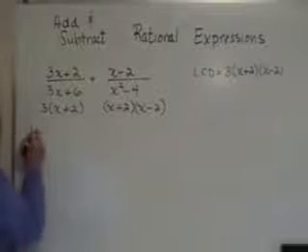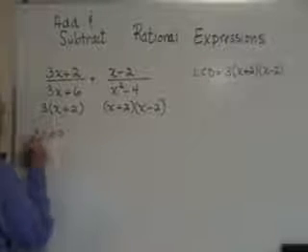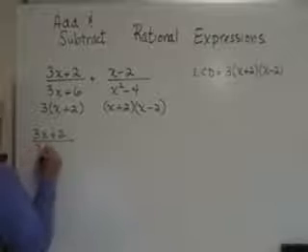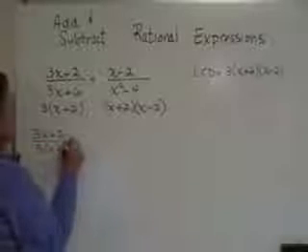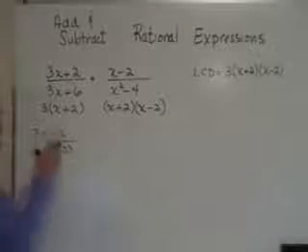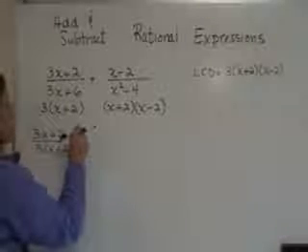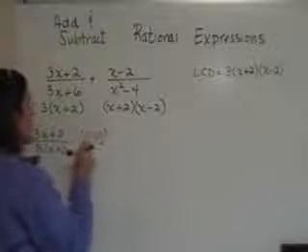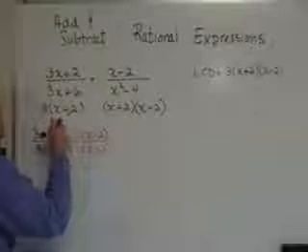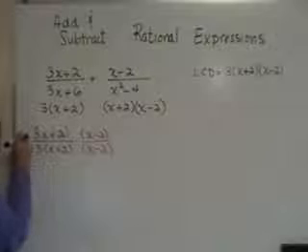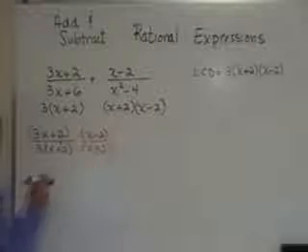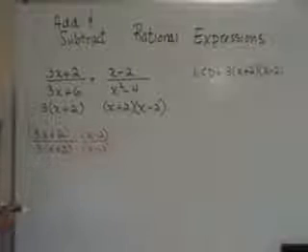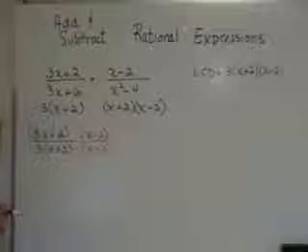So the first one, the 3x plus 2 over the 3 times the x plus 2 needs to be multiplied by x minus 2 top and bottom. You've got to be careful right here. The whole numerator has to be multiplied by this x minus 2, which I'm using to create an equivalent fraction.